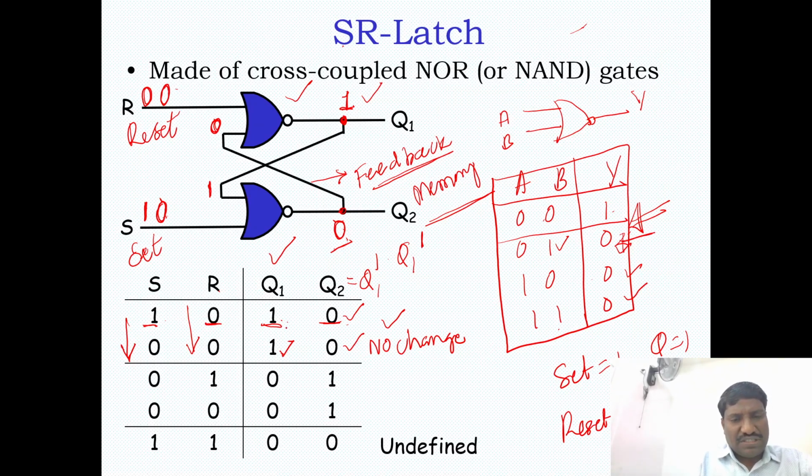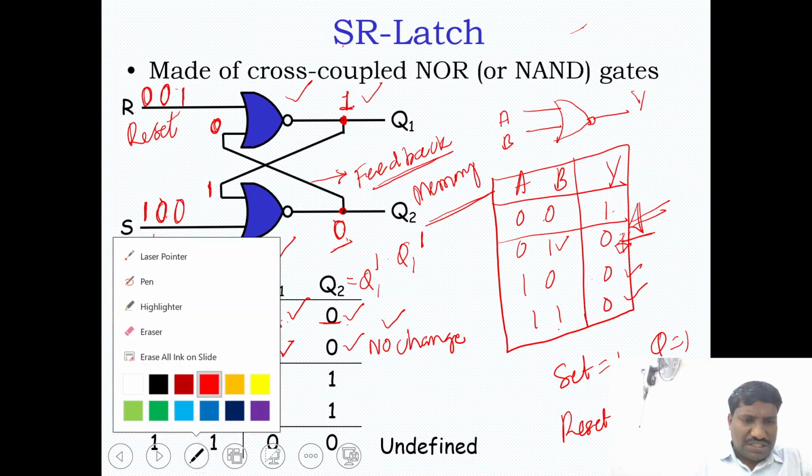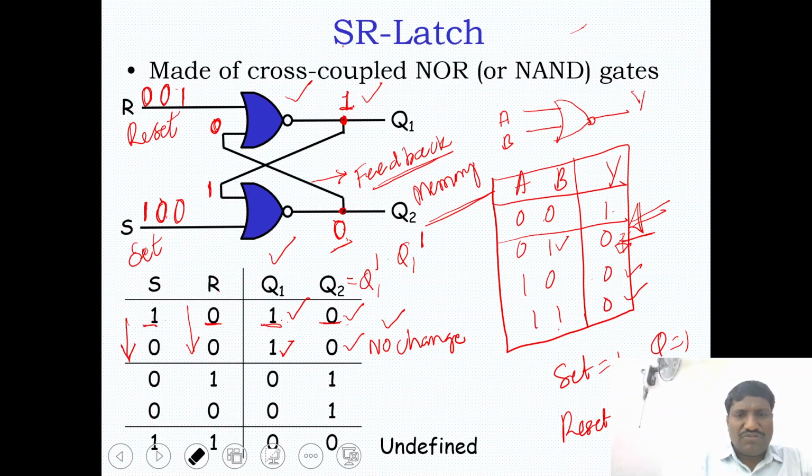When I give S is equal to 1, then Q becomes 1. Of course, Q bar is the complement of Q, so it's 0. Here we are calling it Q1. Okay. Let's make R is equal to 1, whereas S is equal to 0. So let us take the eraser and remove the previous values, whatever we have. Now let us start the discussion freshly.